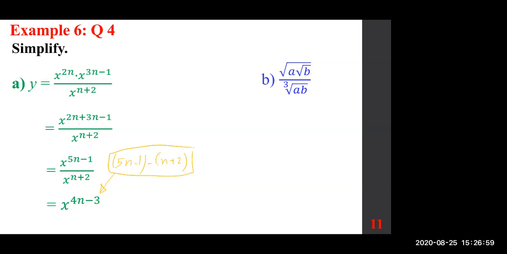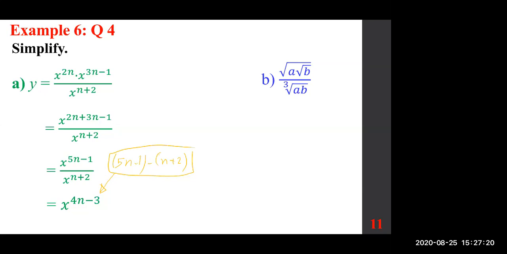Okay, there is really not much to it, very simple. So we are using the exponential rules. First we use the product rule, then we use the quotient rule. Product rule, quotient rule. Okay, class?